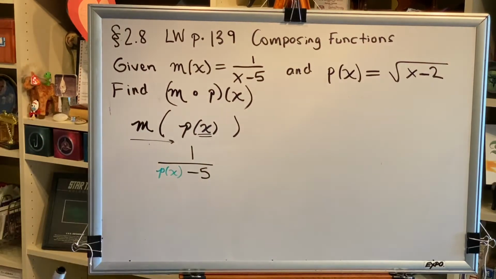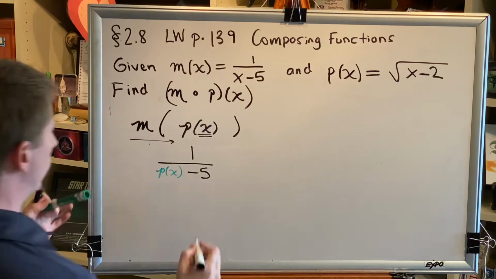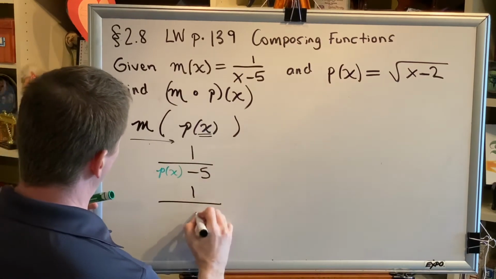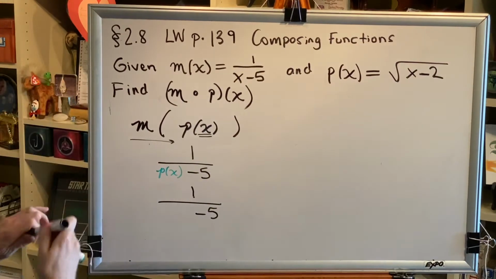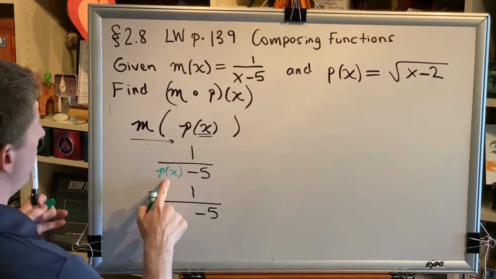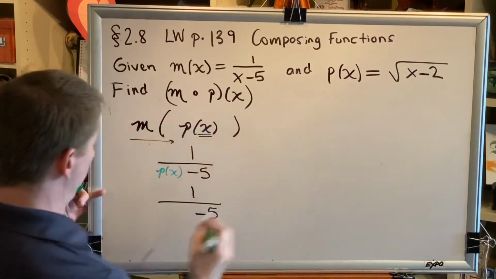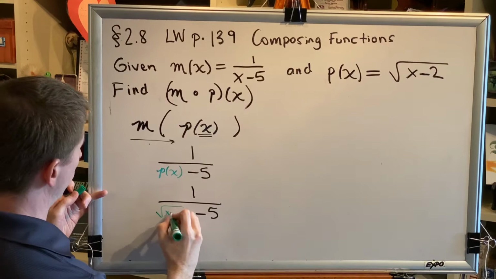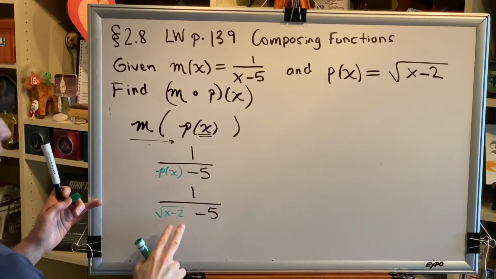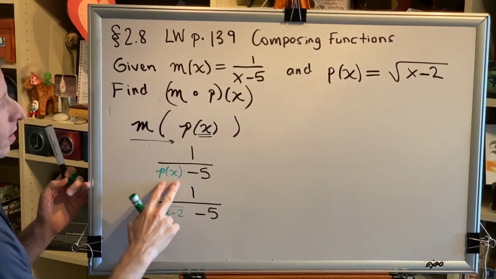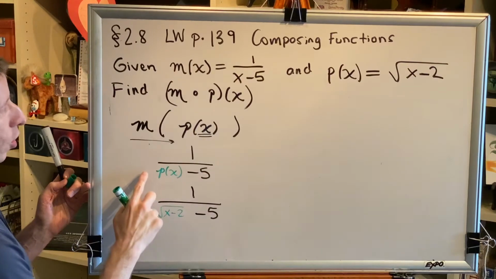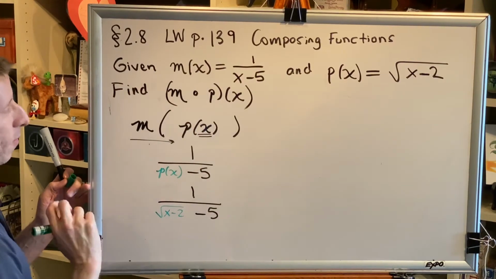Then we can simplify. So we get 1 over p of x is equal to this. So we have the square root of x subtract 2. I don't need any parentheses because p of x does not have an exponent or a multiplier, and it's not being subtracted.